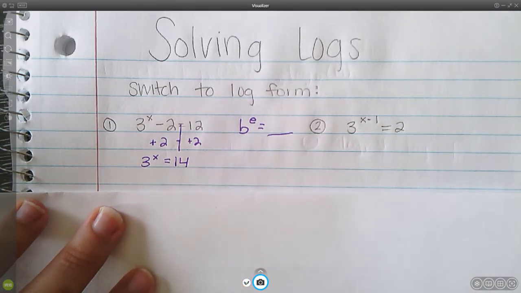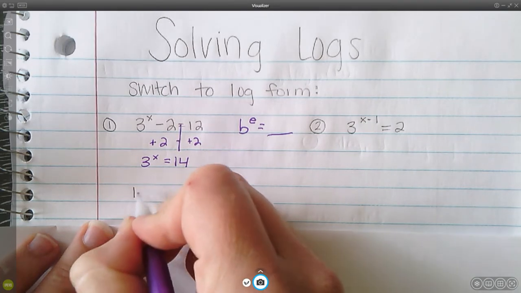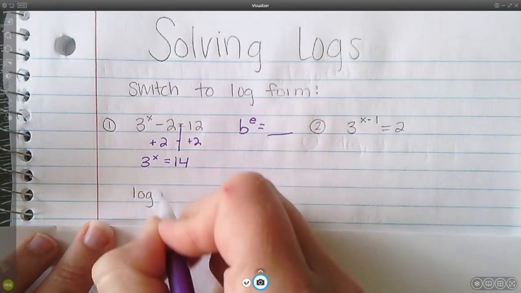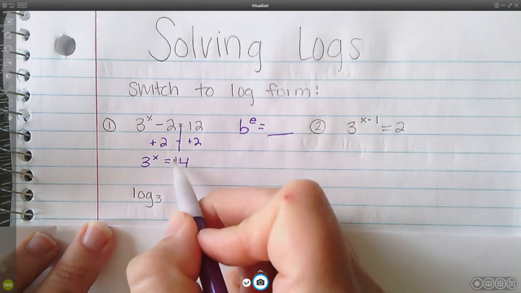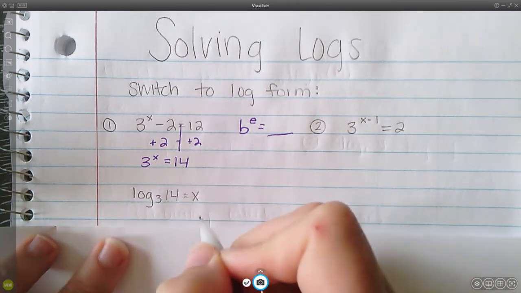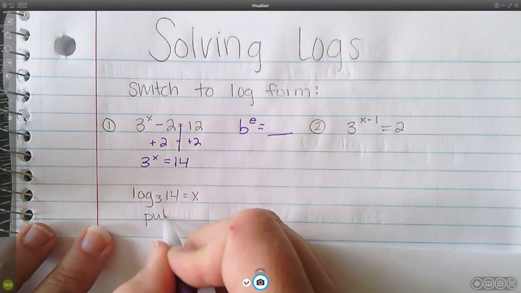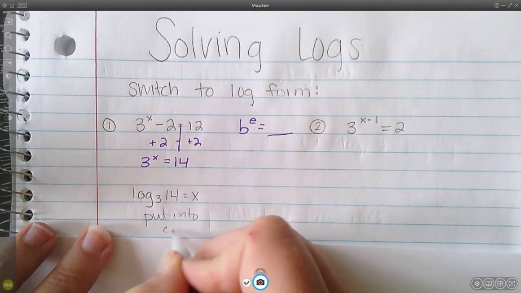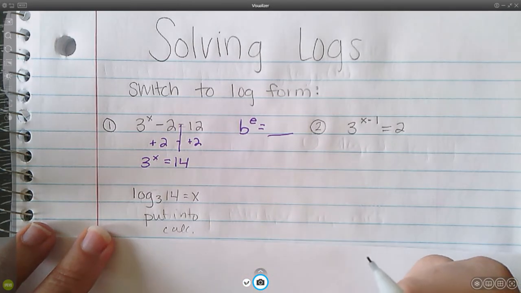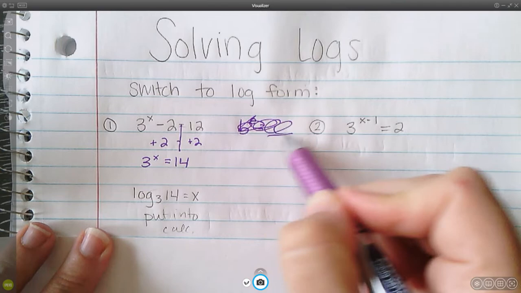Now we can switch to log form, which is what you did earlier in the week. We're going to take log base 3 of 14 equals x, and then you put this into your calculator.